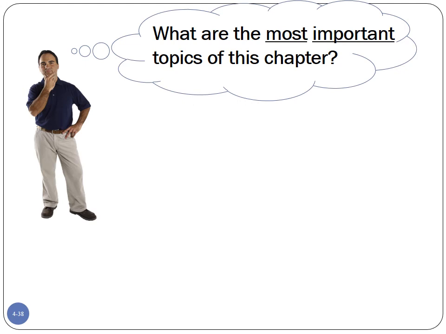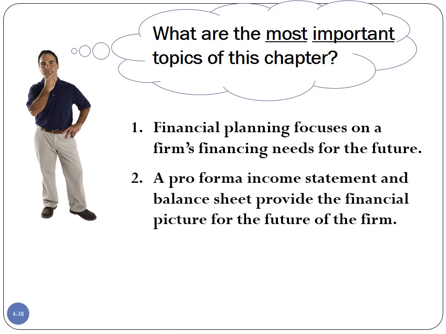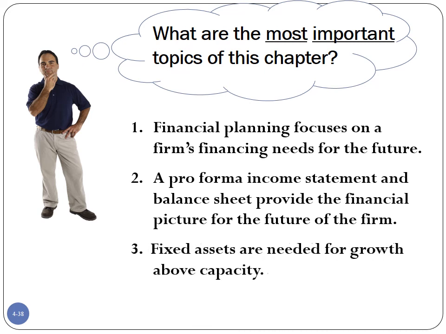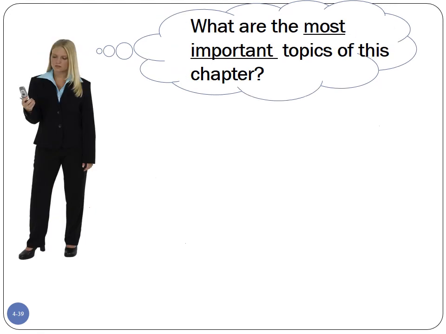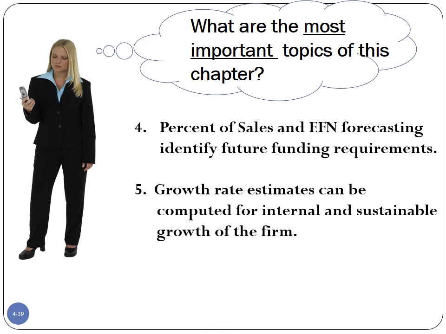So, what are the most important topics of this chapter? Financial planning focuses on a firm's financing needs for the future. A pro forma income statement and balance sheet provide the financial picture for the future of the firm. They're just pictures of what we expect to happen in the future. Fixed assets are needed for growth above capacity, above the current utilization. The percent of sales and EFN forecasting identify future funding requirements based on the need for new debt or perhaps new equity. And growth rate estimates can be computed for internal and sustainable growth of the firm.